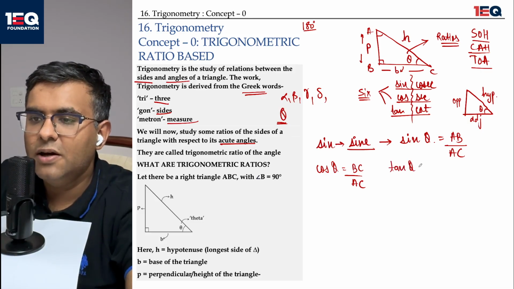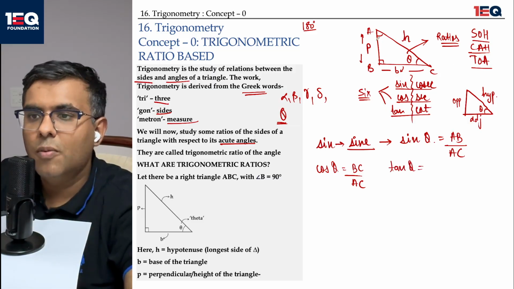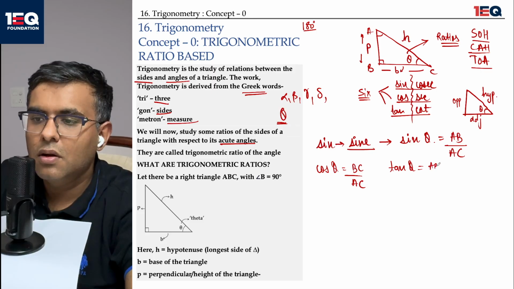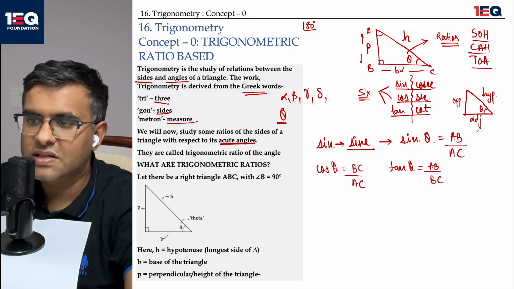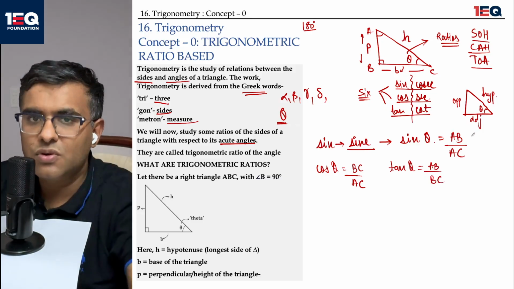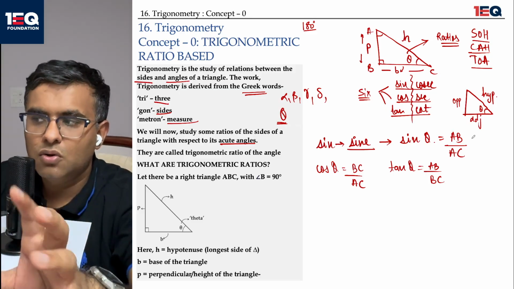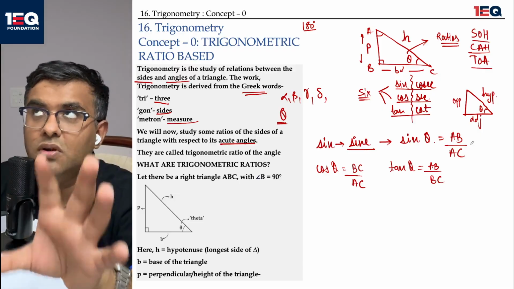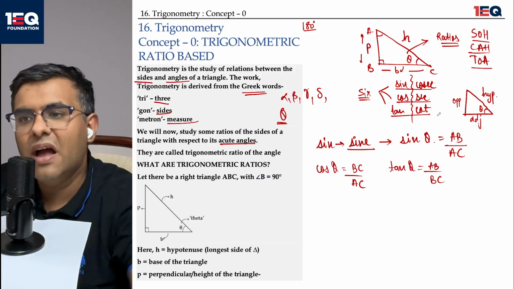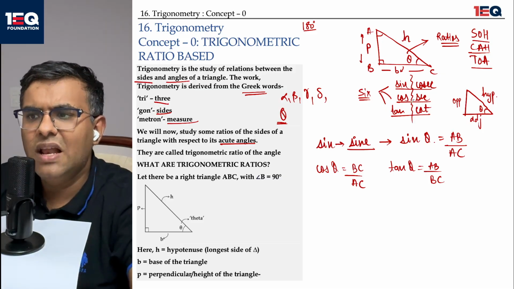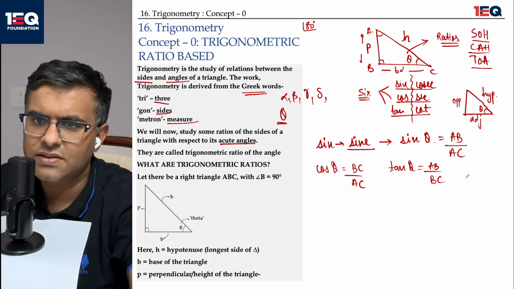Talking about tan theta, it is opposite upon adjacent. Opposite means AB and adjacent means BC, so AB over BC. Tan theta was one of those trigonometric ratios which was used a lot throughout the chapter of heights and distances particularly. But here we'll have a mixture of all these ratios coming in our questions.